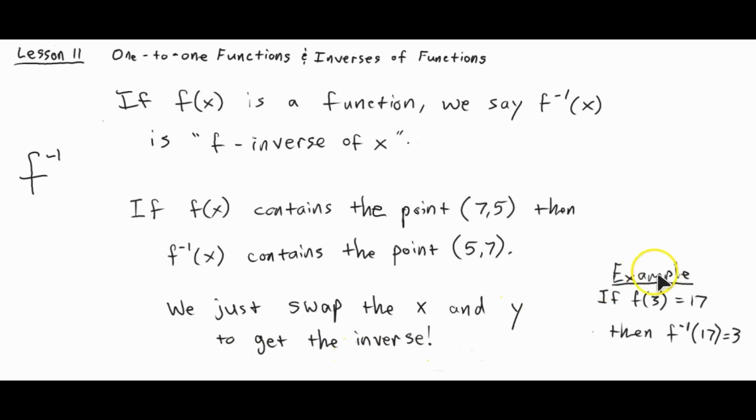And here's another example. If we know that f of 3 is equal to 17, then f inverse of 17 is going to be equal to 3. We take the y value and put it inside as the x value. We take the x value and take it outside as the y value. So basically the output becomes the input and the input becomes the output. Let's look at another example graphically.